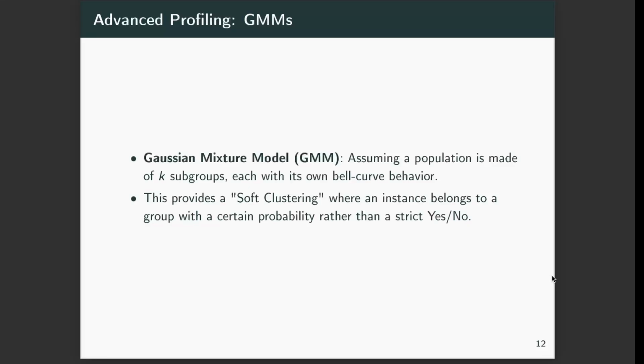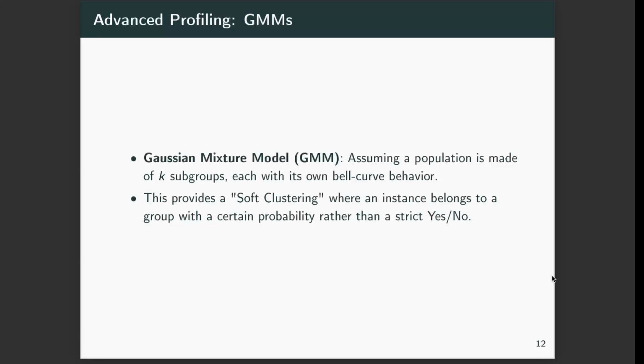A Gaussian mixture model solves this by assuming that the population is made up of k distinct subgroups, where you choose k, and each subgroup has its own bell curve distribution with its own mean and its own spread. The model learns these k distributions from the data automatically, without you telling it which data point belongs to which group. The output is a soft clustering, which is a key concept.